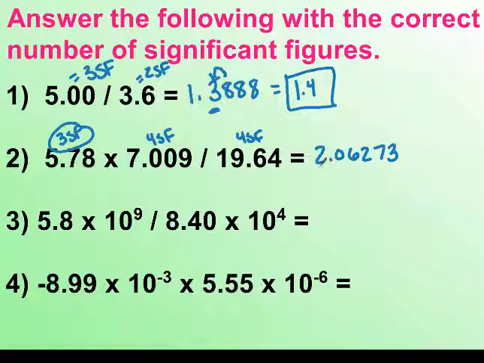So I need 3 sig figs, so that's 1, 2, 3. That 6 is going to stay a 6 because that 2 doesn't round it up. Therefore, your answer should have just been 2.06.